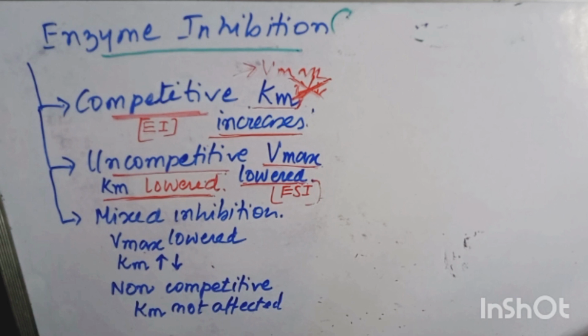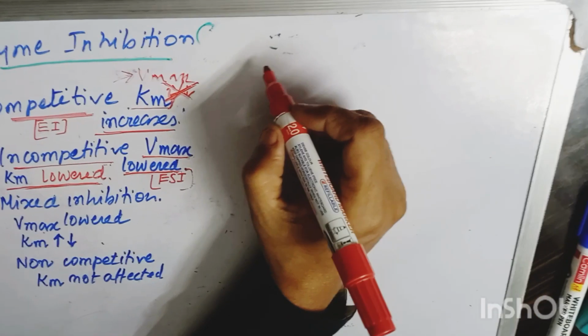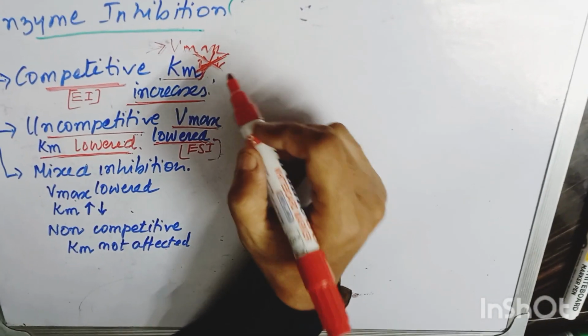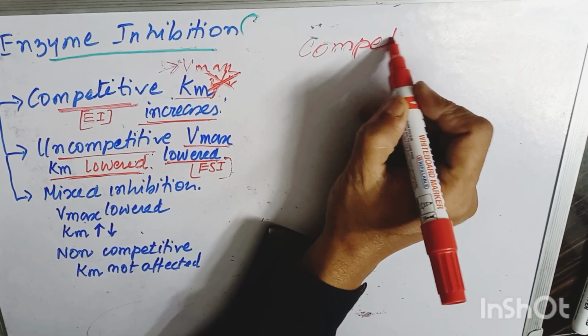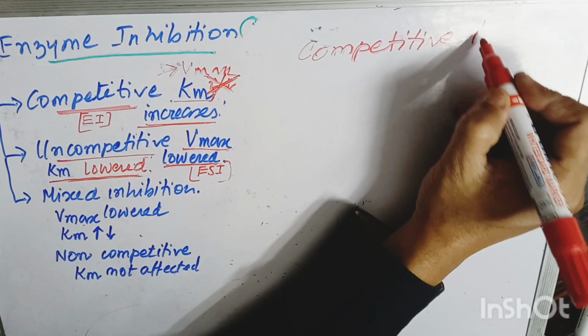And non-competitive inhibition is a particular case of mixed inhibition, where the binding affinity of the inhibitor with the enzyme and the inhibitor with the enzyme substrate complex are equal. So non-competitive inhibition is a particular case of mixed inhibition. So let's go straight into competitive inhibition.